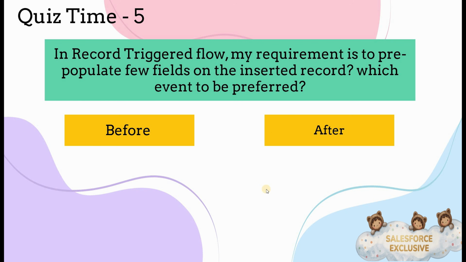In record triggered flow, my requirement is to pre-populate a few fields on the inserted record. Which event is to be preferred, before event or after event? If you can remember the thumb rule, you can answer this easily. And the answer is before flow. Why? Because any pre-population of a record, or if you want to show a validation error, you can do it only in the before context. Anything else should go to after event.